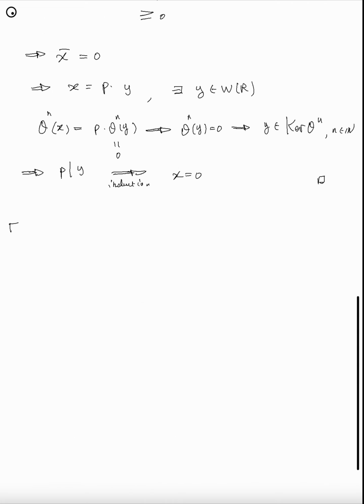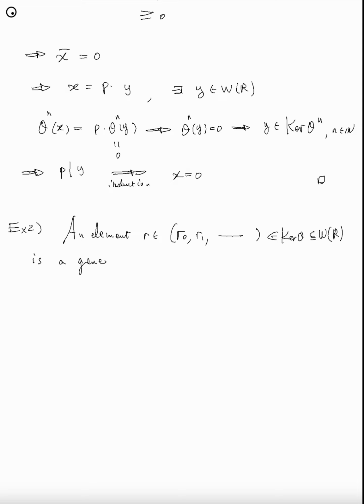Let's say second exercise. An element, let's say (r0, r1, ...) of the kernel of theta contained in W(R), is a generator of the kernel of theta, in other words, if and only if r1 is a unit in the ring R. The proof is some precise computation.